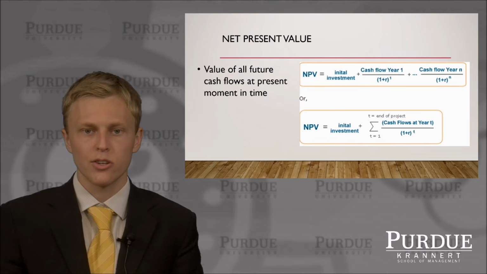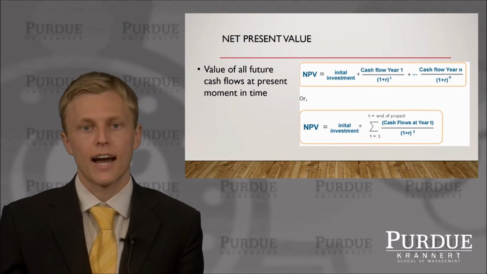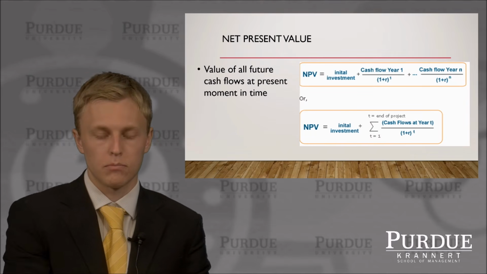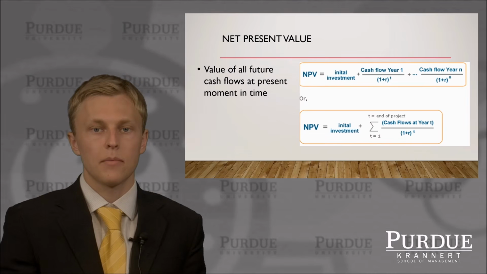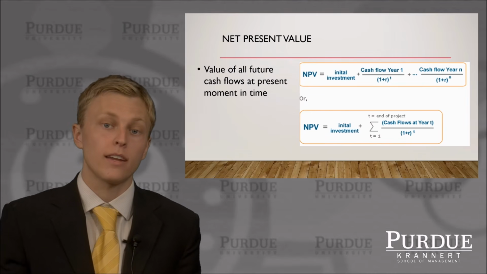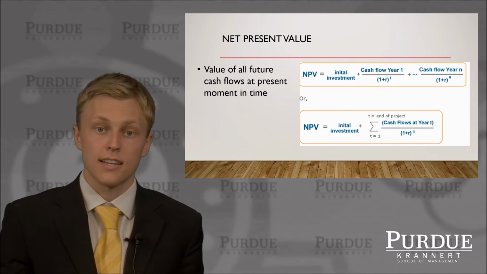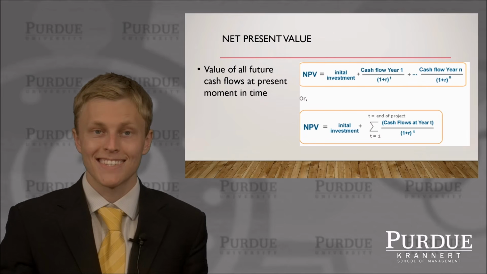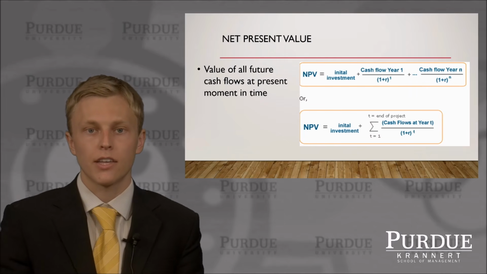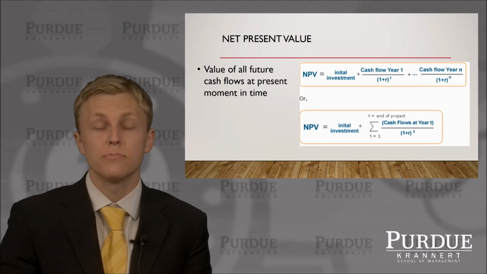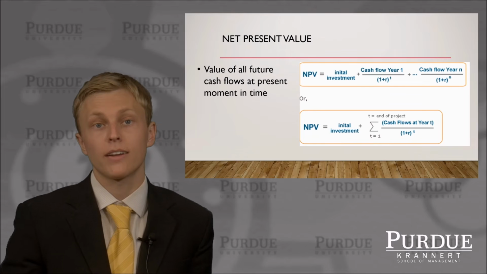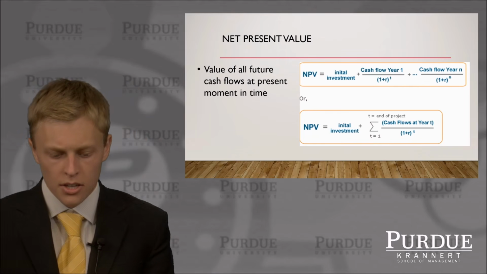So net present value shows all of the future cash flows for an operation and discounts them to their current value at this point in time. So if you want to accept any project, in theory, its net present value has to be greater than 0, which means over the course of that project, you are going to make a profit. So you can see the equation here.